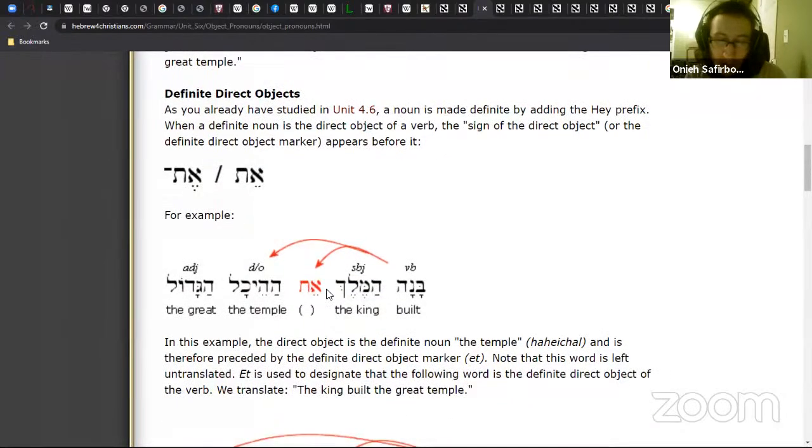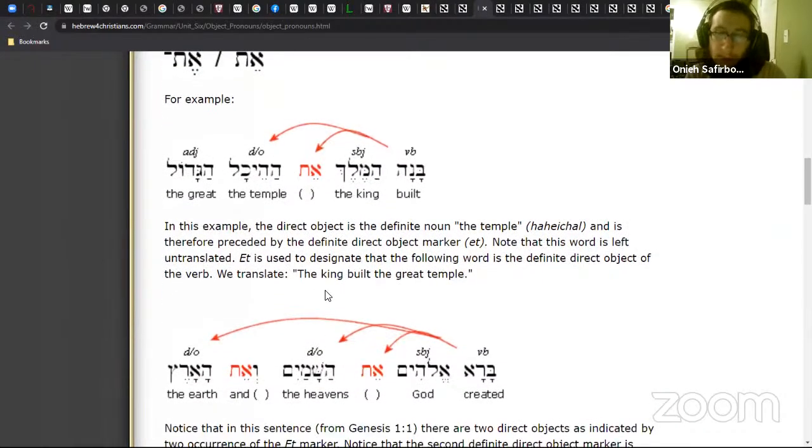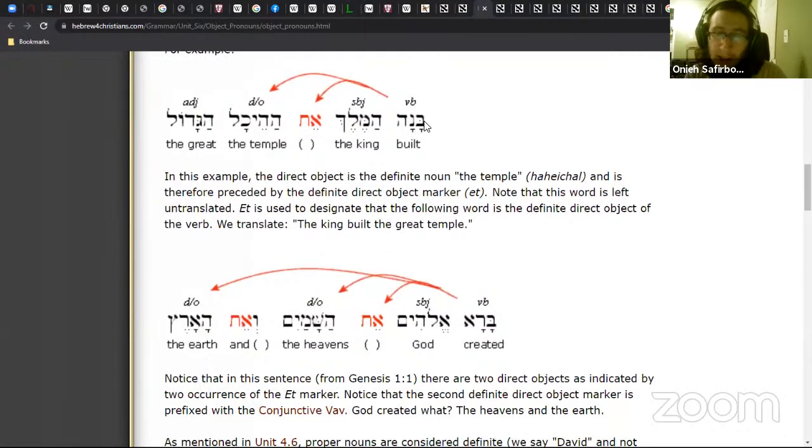If it didn't have Aleph Tav, it wouldn't be clear necessarily that the king was building the temple. Because without the Aleph Tav, it might actually look like the king is the temple. So it's important to have the Aleph Tav there to convey that we're being told what the king is actually building.